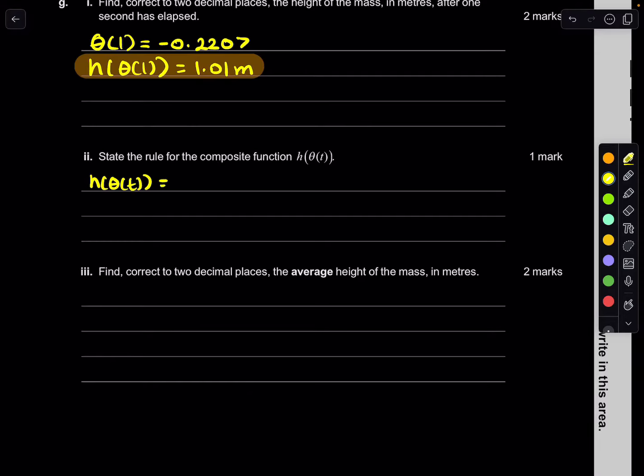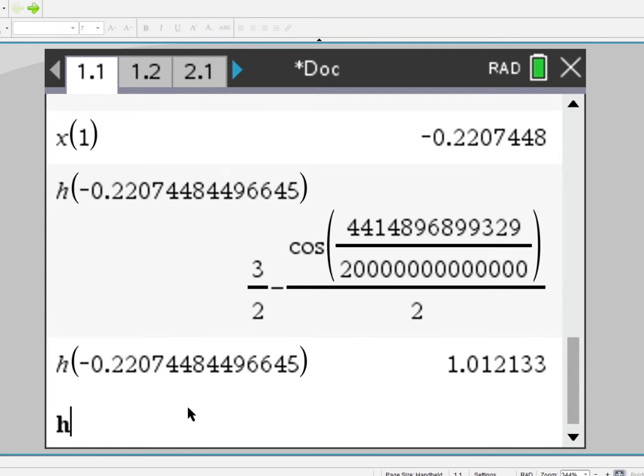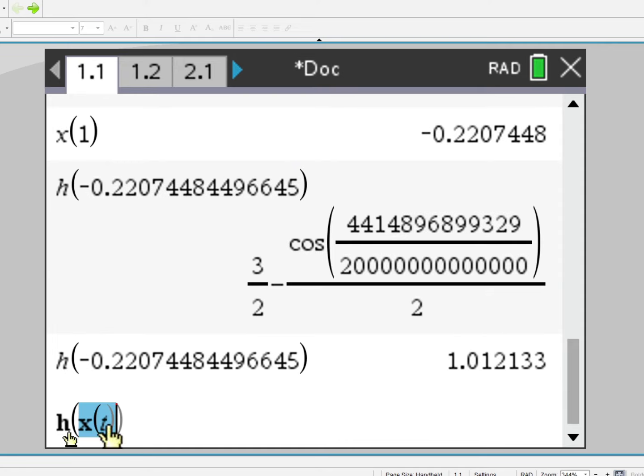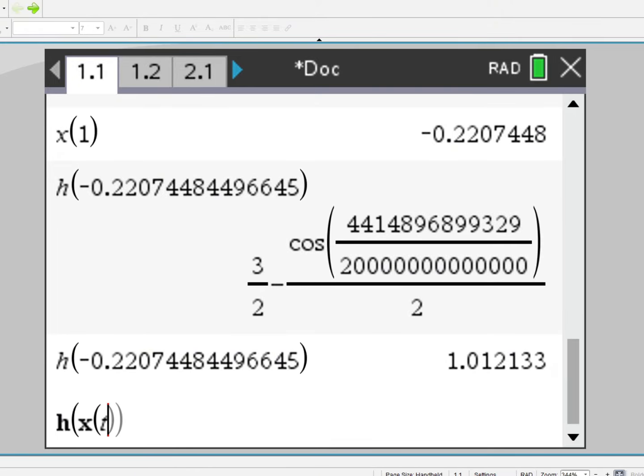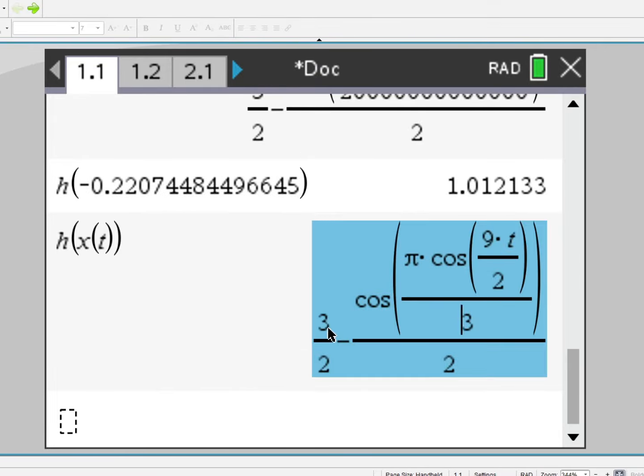So we can actually do this by CAS. Just go on your CAS. It's just a composite function. So we're basically doing h of x on t, because this is theta, then h of theta. H of x on t, basically. And enter. And this is your formula. That's your composite function. So let's write that down.